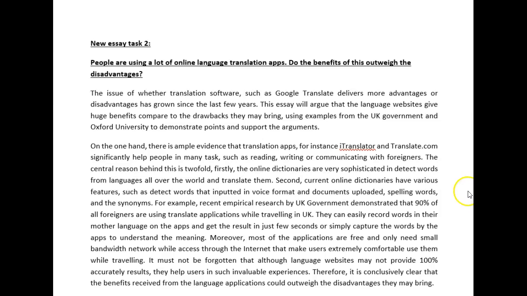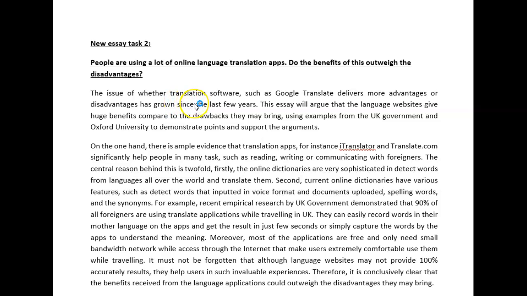Okay, so here we go. Thank you for sending amazing corrections. Wow, you've been working so hard. Really, really impressed. It's a great way to improve. Really good work. So this is online translation apps. Do the benefits outweigh the disadvantages? The issue of whether translation software, such as Google Translate, delivers more advantages or disadvantages has grown.